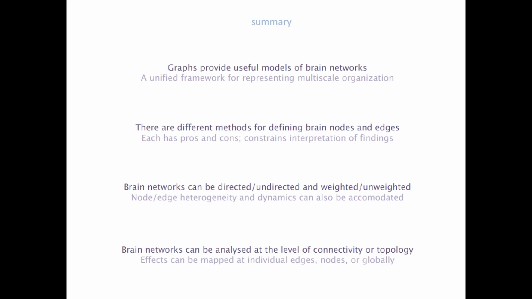So to summarise, hopefully I've convinced you that graphs are useful models of brain networks. There's different ways of defining nodes and edges. Each method has a pro and con, and so we need to be aware of those as we're doing our analysis. We can have directed or undirected, weighted or unweighted networks. We also have room to incorporate further details as our measurements become more sophisticated. And we can look at networks in the level of connectivity or topology, and at the level of individual edges, nodes, or globally.